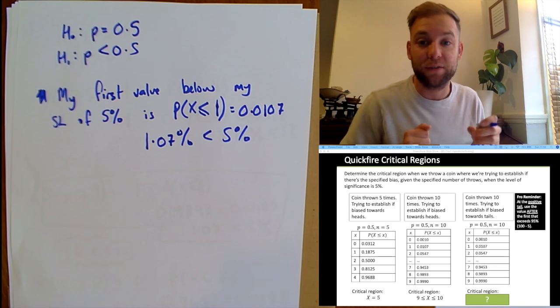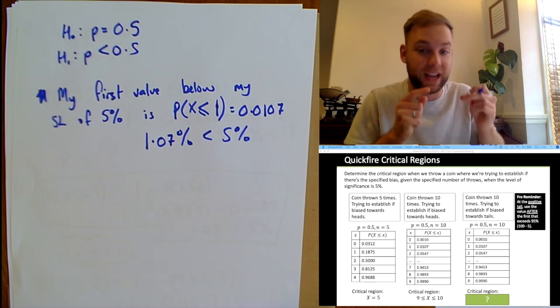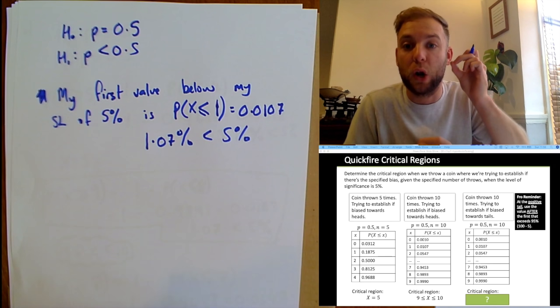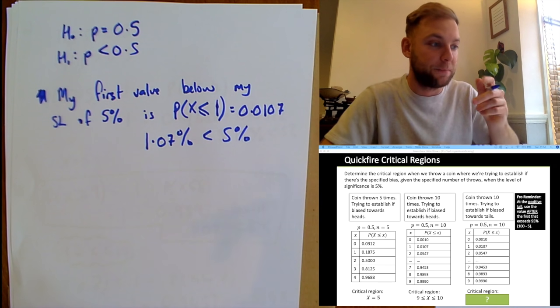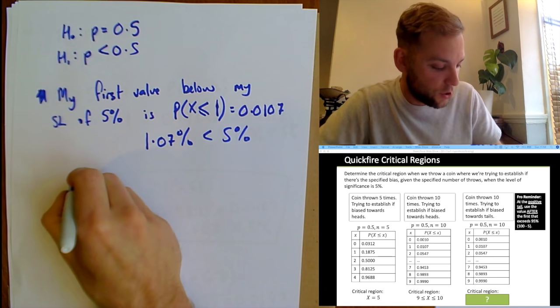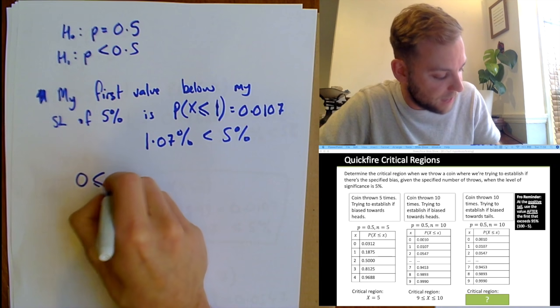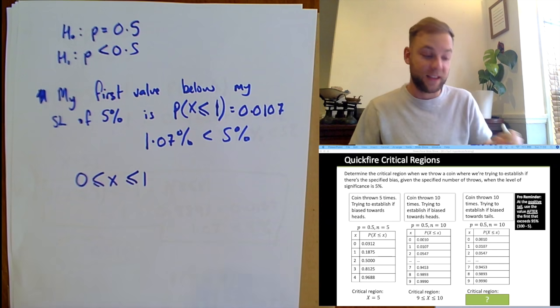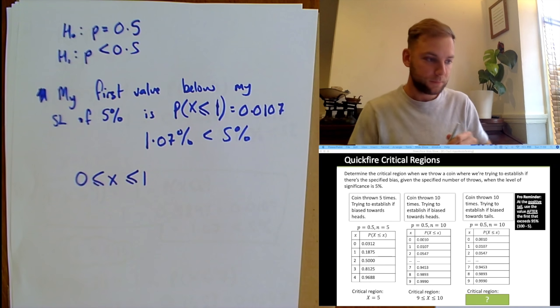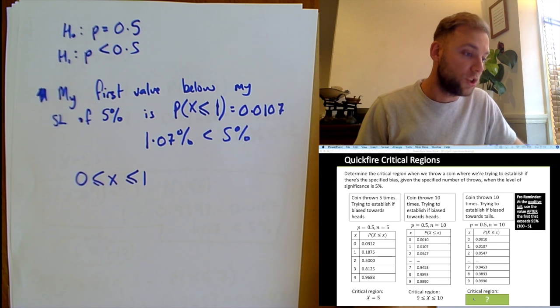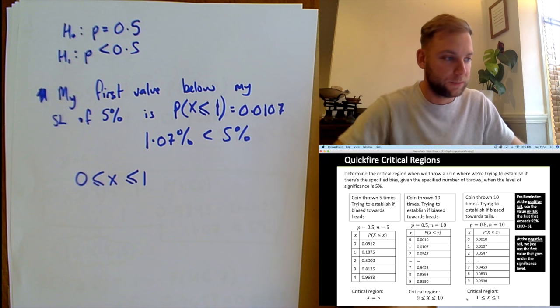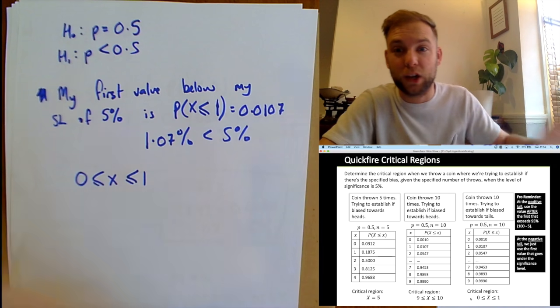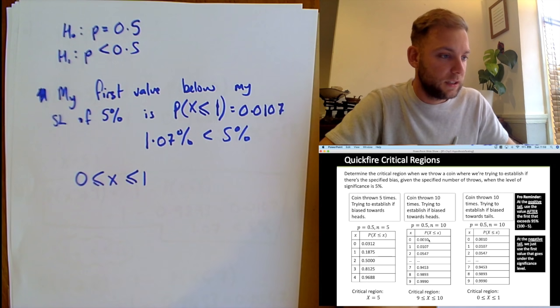So my critical region here is anything which is below 1, in which case that can be 0 and 1. So it's going to be 0 is less than or equal to x is less than or equal to 1. So this is now my critical region. Okay, it works the other way around. We're just seeing when it goes below our significance level.